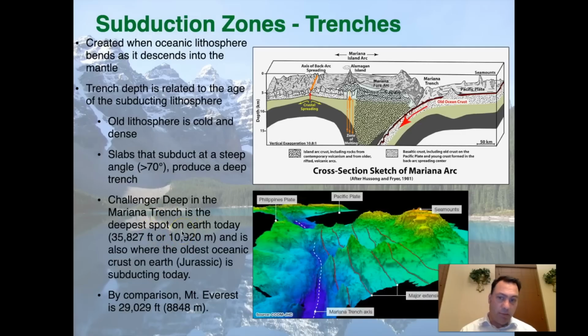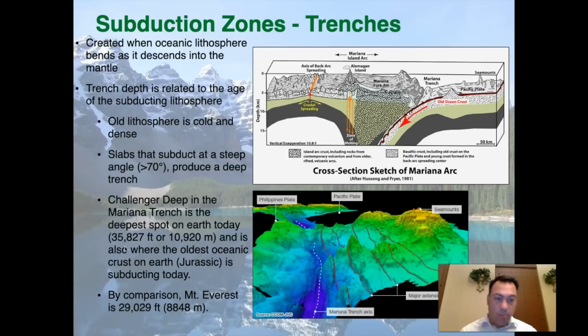Just to give you an idea how big these features are, it's 35,827 feet, and is also where the oldest oceanic crust on Earth is subducting today. So that's the correlation, right? You get the deepest trench correlated with the oldest crust that is being subducted. Now, by comparison, Mount Everest is 29,029 feet. So you could put Mount Everest into the Mariana Trench at Challenger Deep and still have a mile of water to go. This is a massive feature.